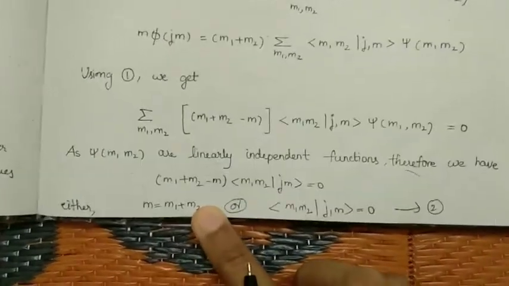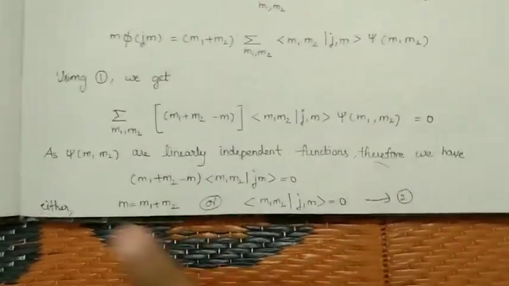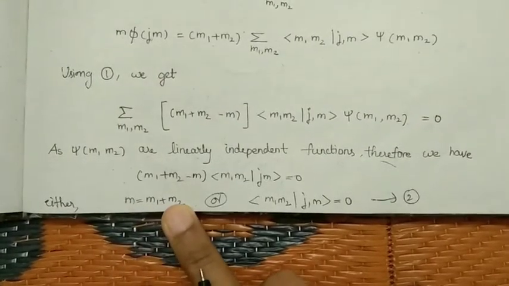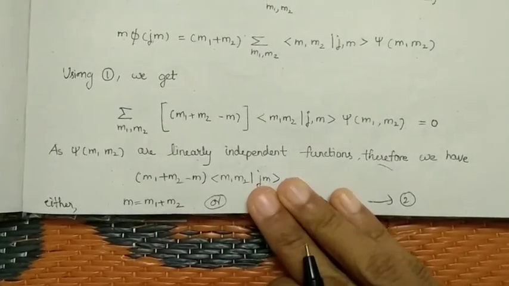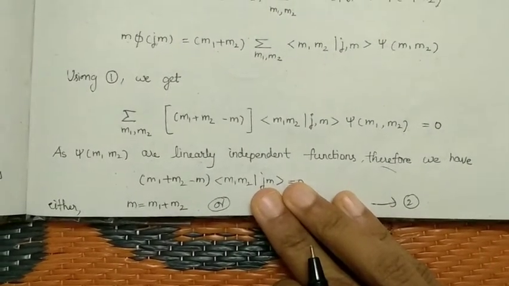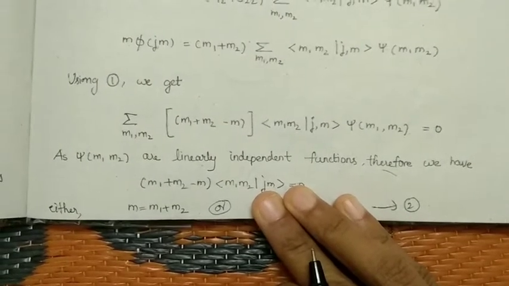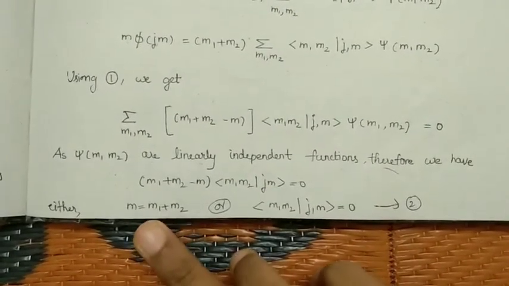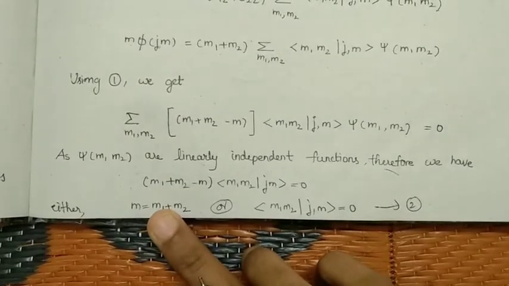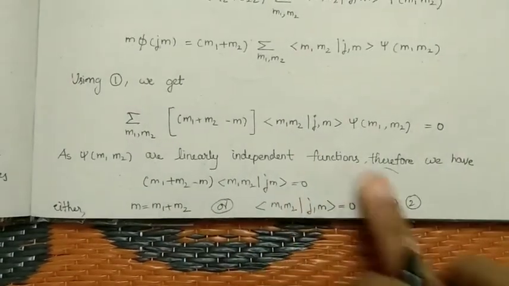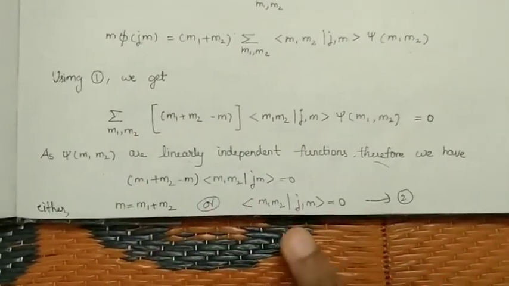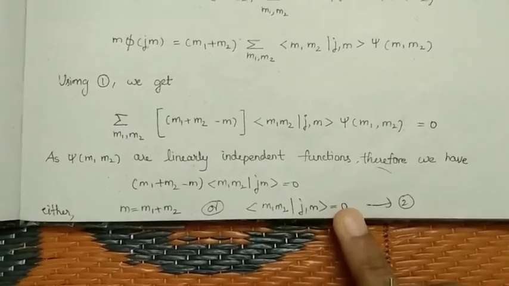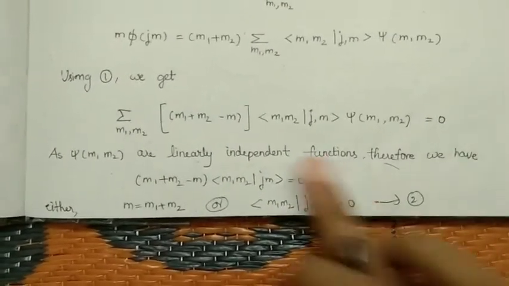m1 plus m2. So the important conclusion from here is, when m is equal to m1 plus m2, we have the Clebsch Gordan coefficient not equal to 0. That means we would have a non-vanishing Clebsch Gordan coefficient. And when m is not equal to m1 plus m2, then those Clebsch Gordan coefficients would definitely vanish based on this condition. So in that case we would have vanishing Clebsch Gordan coefficients. This would be discussed at the end of this section.